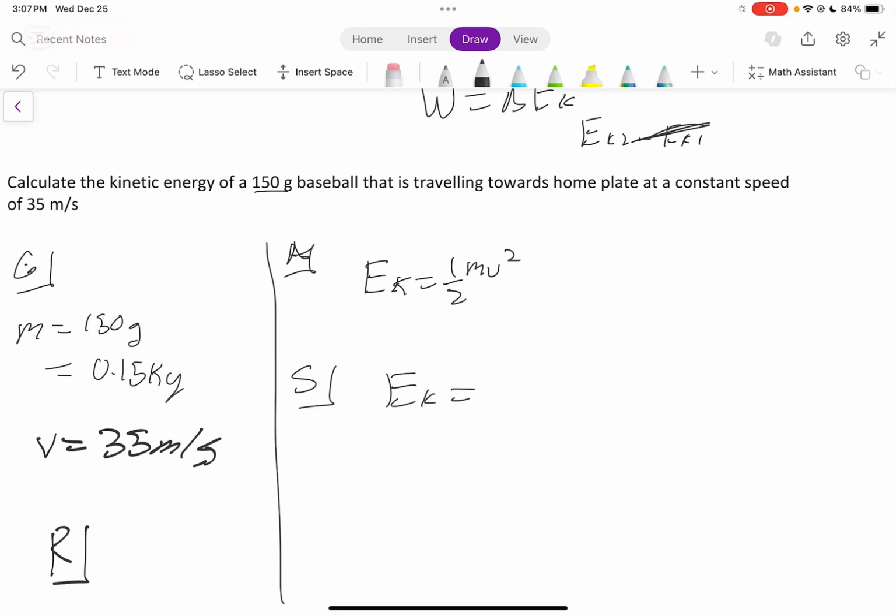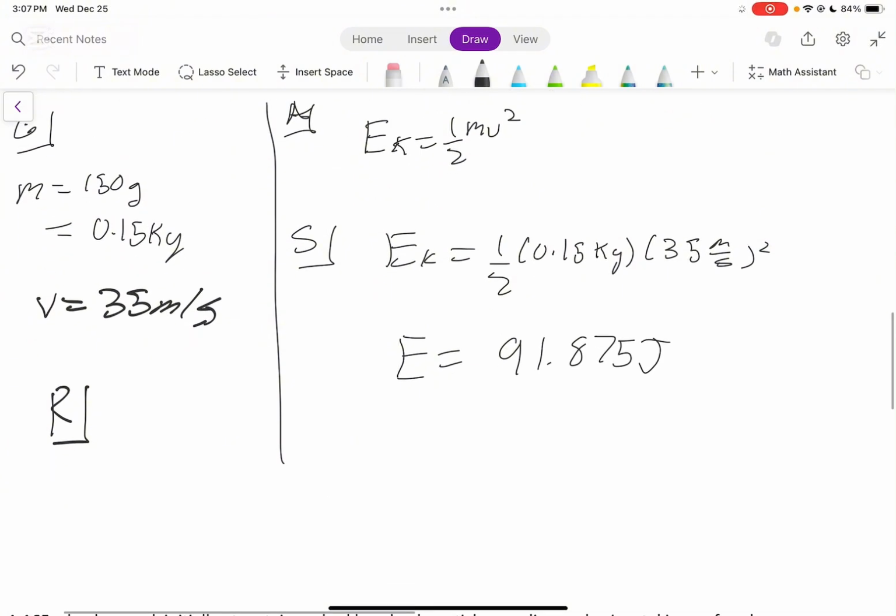EK is equal to 1/2 m, which is 0.15 kilograms, and 35 meters per second squared. Now we can just go straight into this. So 1/2 times 0.15 times 35 squared ends up being EK is equal to 91.875 joules. Round off to two significant digits because we have 2 here and 2 here. So EK is equal to 92 joules.